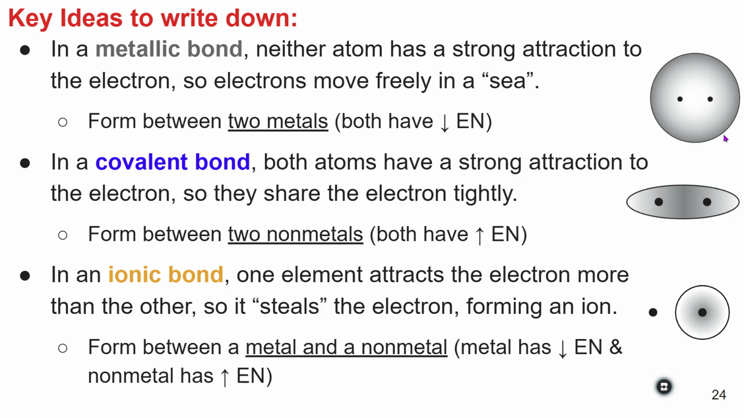Ionic bonds form between a metal and a nonmetal, where the metal has the low electronegativity and the nonmetal has the high electronegativity. In your notes, make sure you get all these ideas down, and I would also make sure you include the diagrams. You'll be expected to be familiar with those and maybe even have to recreate them. So pause here as you write these ideas down. We've got just a couple more ideas left to cover.